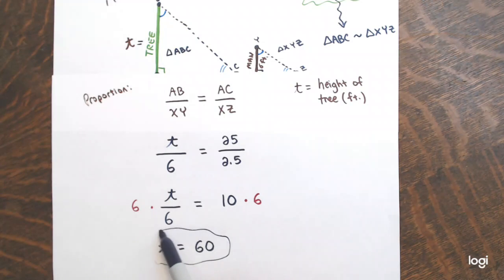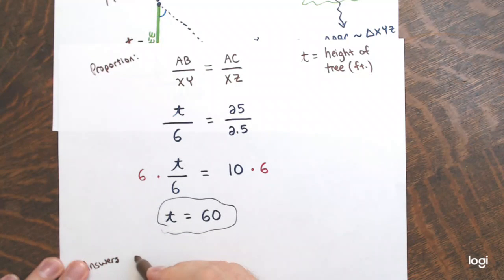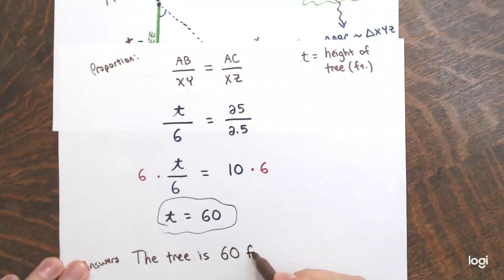This is the answer, but I want to write it out though, right? Because there should be units on here. It's a word problem. You have to answer a question. So the actual final answer to the question of how tall is the tree is 60, and remember t represented the height of the tree in feet. Everything was in feet. The tree is 60 feet tall.